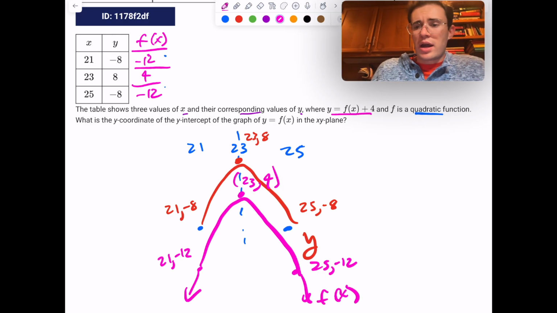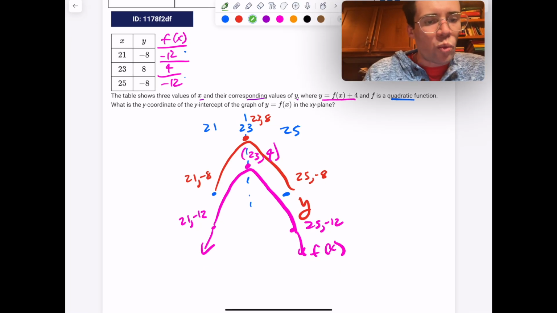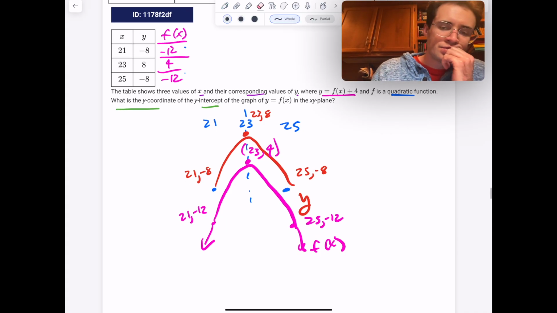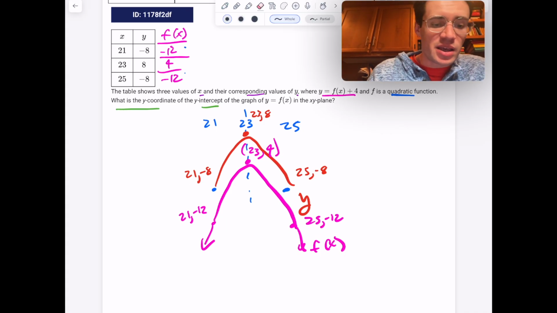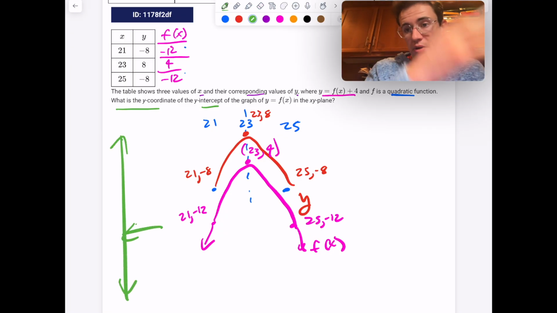All right, so I didn't even read what they're asking for yet, but that would be where I'd be starting with this one. So it says, what is the y-coordinate of the y-intercept of the graph of y equals f of x in the xy plane? Well, the y-intercept is going to be way over here. It's where it crosses the x equals 0 line, or the y-axis.